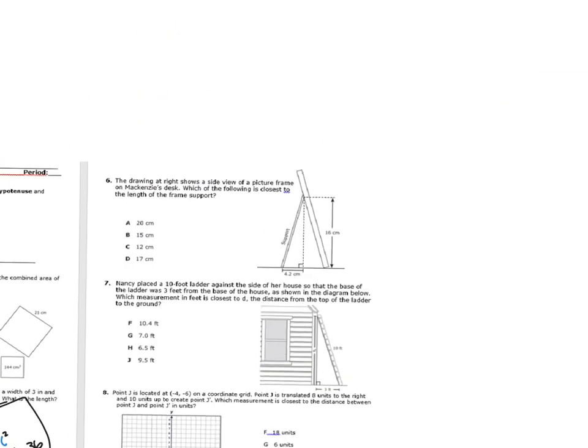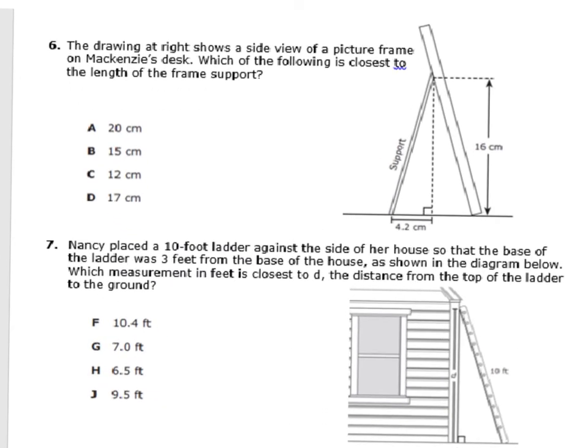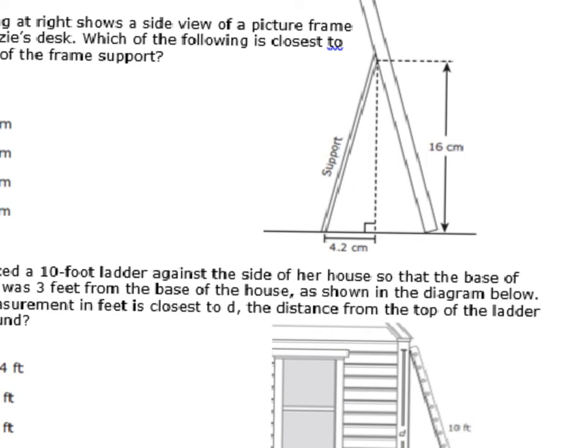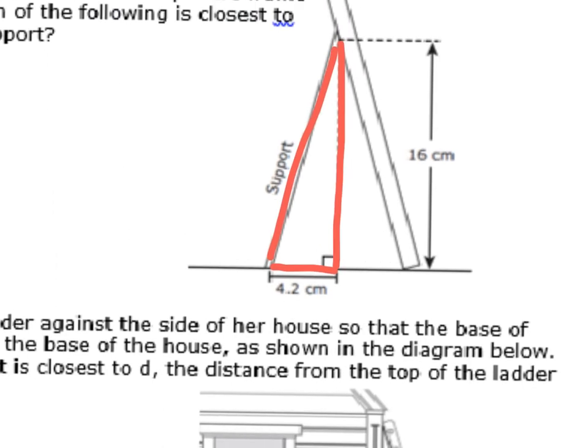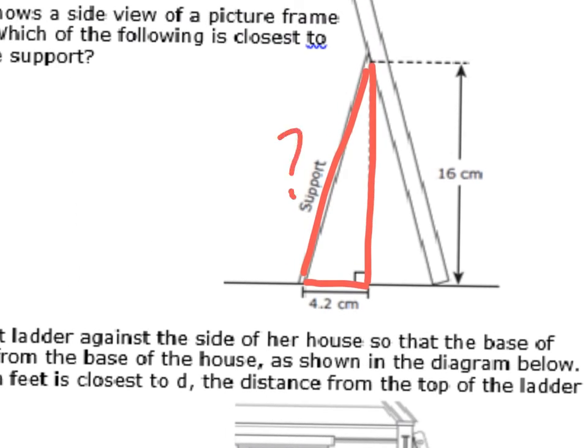Let's go ahead and look at question number 6. The drawing on the right shows a side view of a picture frame on Mackenzie's desk. Which of the following is closest to the length of the frame support? So we're looking for a right triangle. I know right here and right here I have a right triangle. Perfect. I'll be able to use my formula. And then it's asking us what is closest to the length of the support. So we're looking for this right here, the opposite of the right angle, so that would be C.